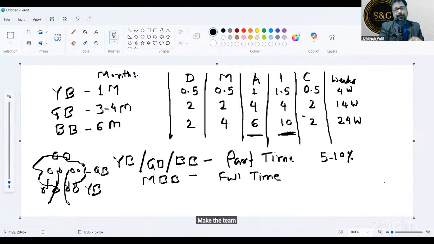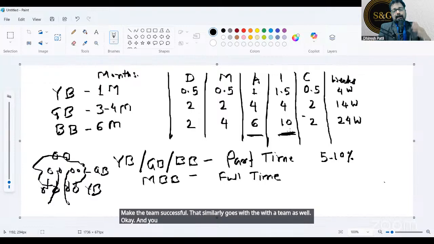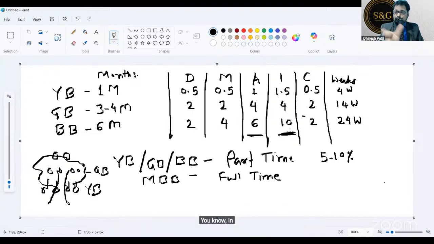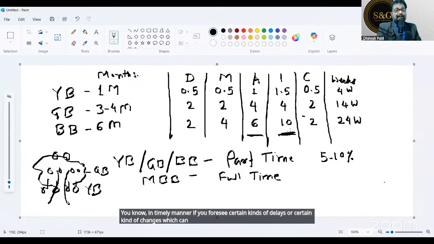Similarly it goes with the team as well. And you have to escalate as much as possible. There are some traffic light reports which I will explain later, showing how you can escalate in a timely manner if you foresee certain delays or changes which can put your project in the danger zone. Yeah.